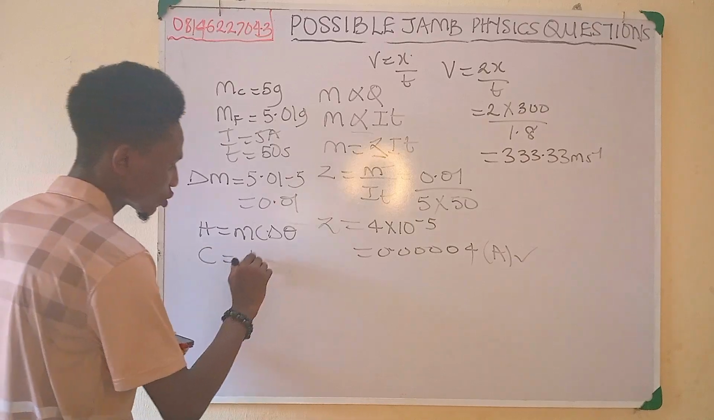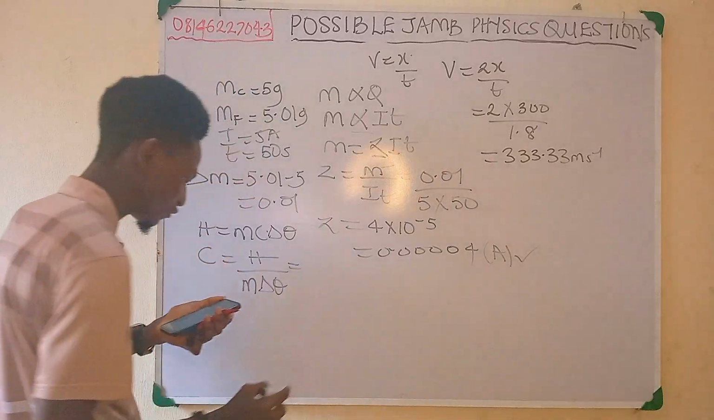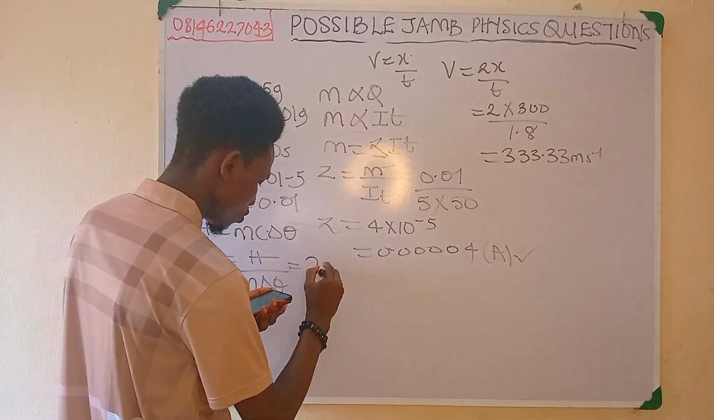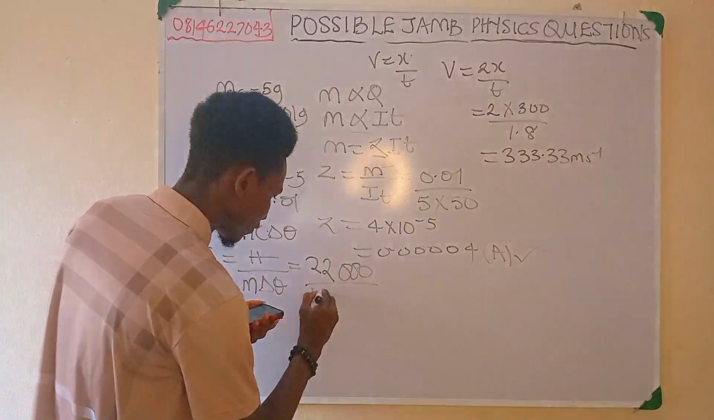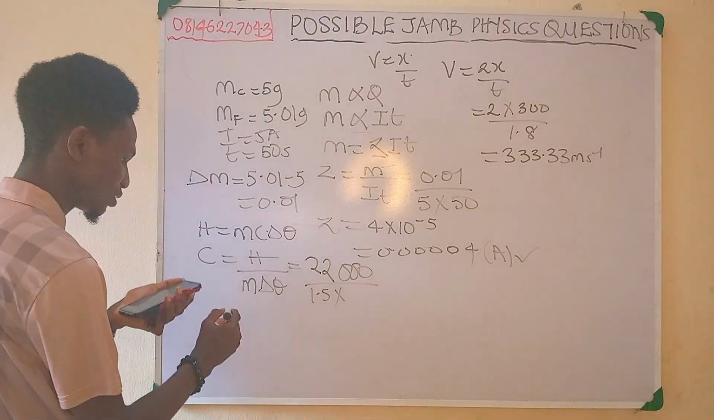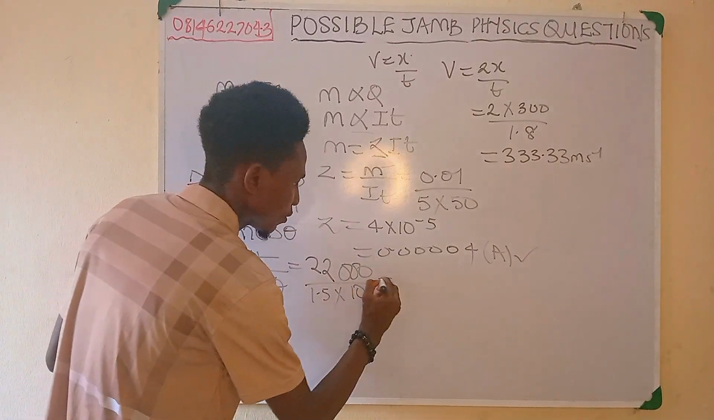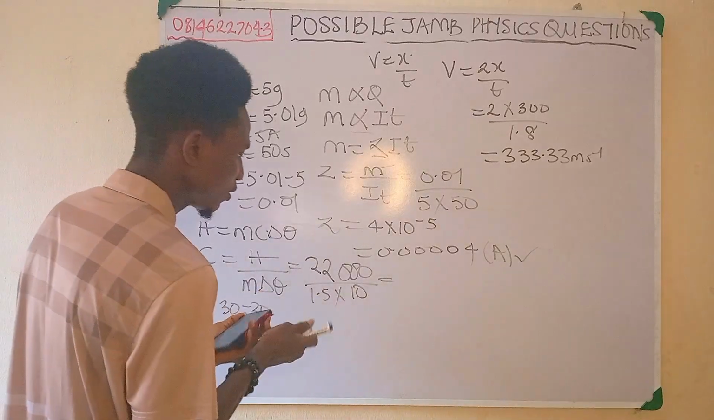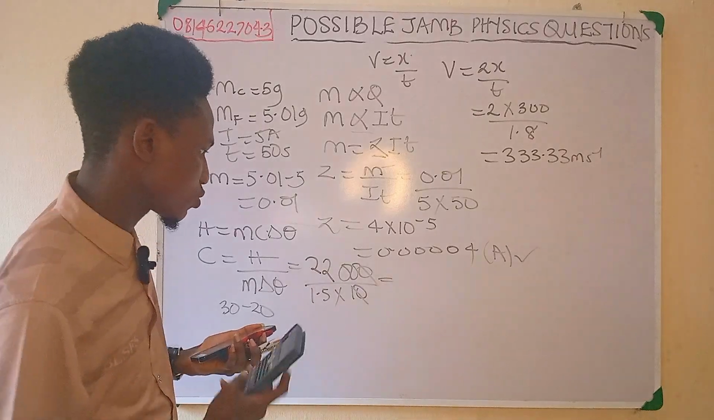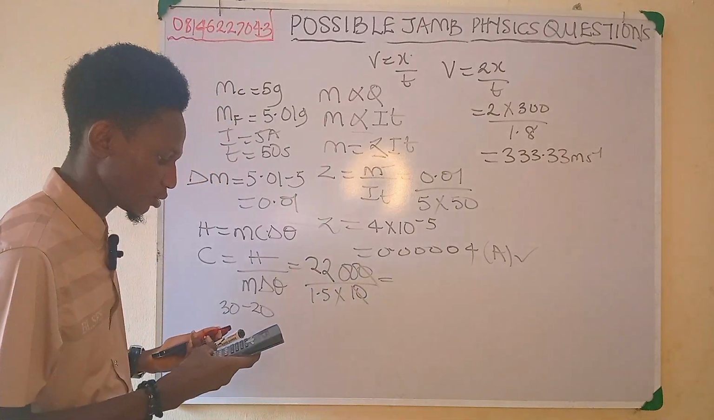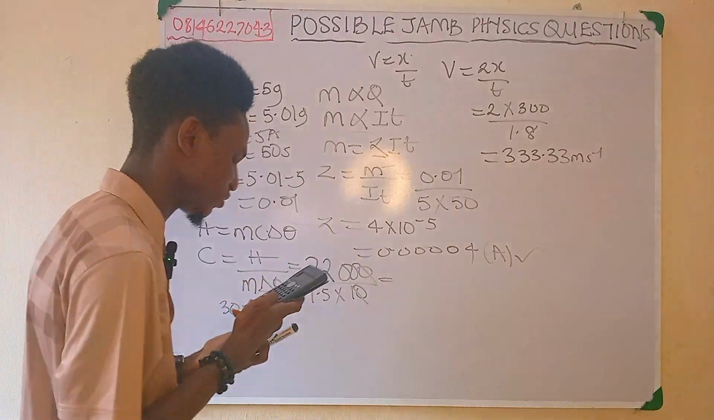Now, what do we do? Make C the subject of the formula. We're going to get H divided by M times change in temperature. Now, what is the heat given in this question? We have 22,000 joules. What is the mass? The mass is 1.5. And what is the change in temperature? Change in temperature is 30 minus 20, which gives you 10. So we have 22,000 over 10, so if 0 cancels 0, we're going to be left with 2,200 divided by 1.5. That is 1466.67.